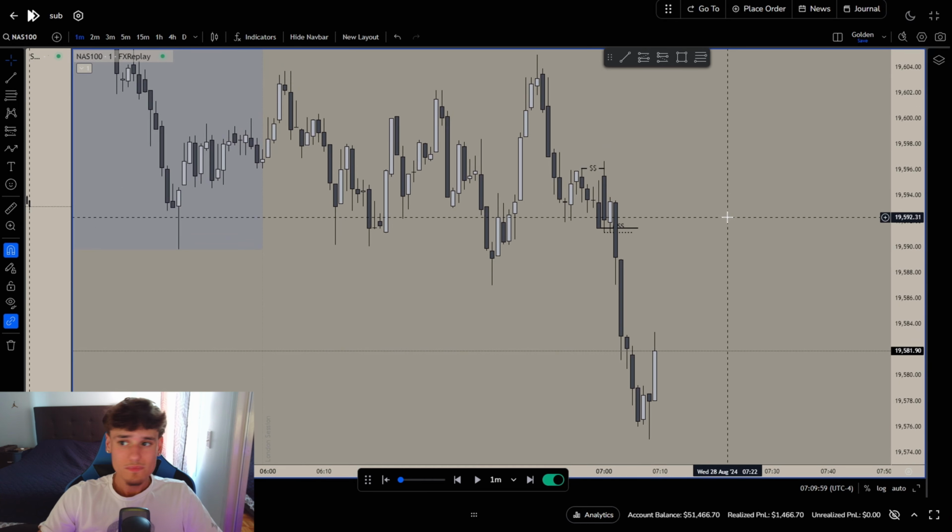Now, guys, I just showed you exactly what a buy side liquidity is, market structure shift, change of state of delivery, fair value gap, inversion fair value gap, and an SMT for completely free.